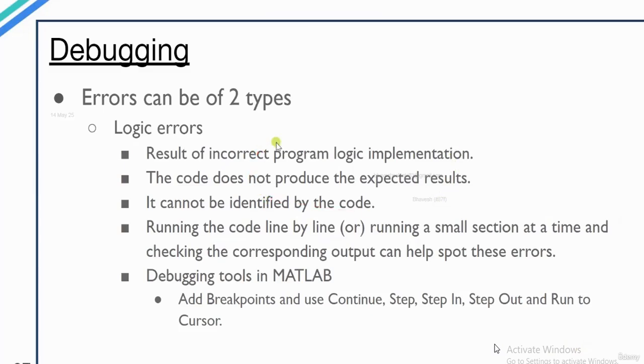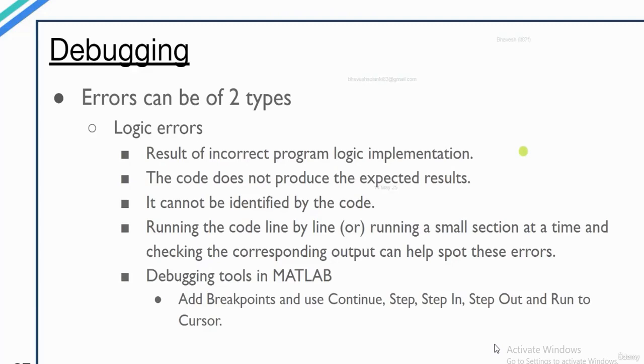The second type of errors are called the logic errors. These errors are a result of incorrect implementation of program logic. We know that our code has logic errors if the code does not produce the expected or intended results. These errors cannot be identified by the code, so the user has to put effort in identifying these errors. A very common strategy to spot these errors is to run the code line by line or one small section at a time and check the output.